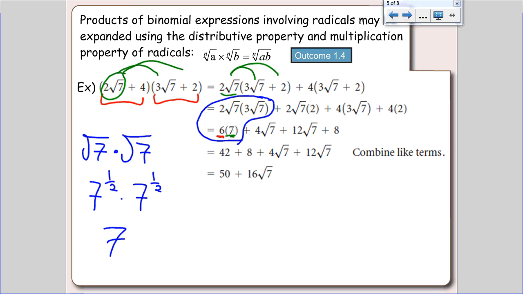Same thing happens over here as we see 2 times root 7 times 2. The root 7 is not going to have anywhere to go. So it's going to stay there. 2 times 2 is 4. The root 7 has nowhere to go. So the 4 is right here, and the root 7 just stays there normally. Same thing happens again here. 4 times 3 is 12. The root 7 has nowhere to go. 12 root 7. The last one, 4 times 2 is obviously just 8.